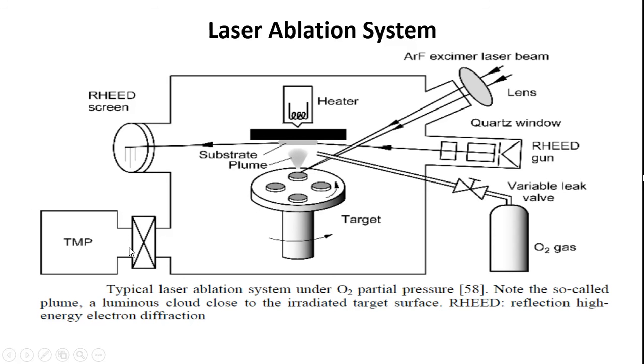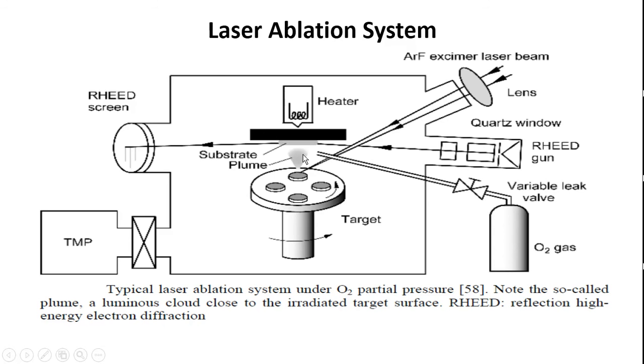And TMP is a pump which creates the vacuum inside this chamber. And this is the laser, which focuses the laser energy through a lens upon the target here. And this is the oxygen gas that gives sufficient oxygen for the formation of oxides. Oxygen gas has to be passed into this area of the chamber at a controlled level by using a control valve. So this is a typical laser ablation system under O2 partial pressure.